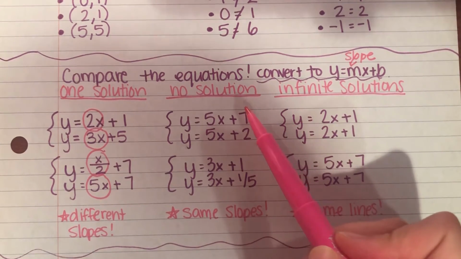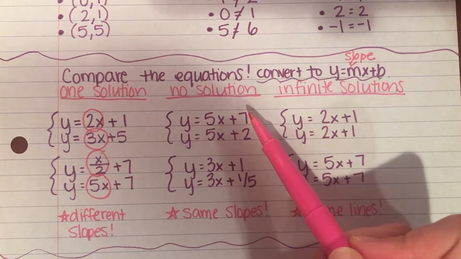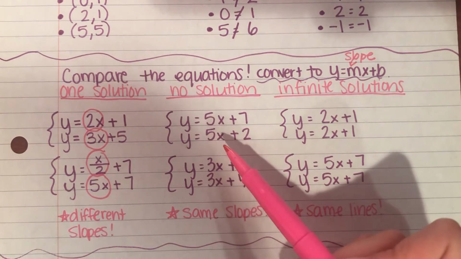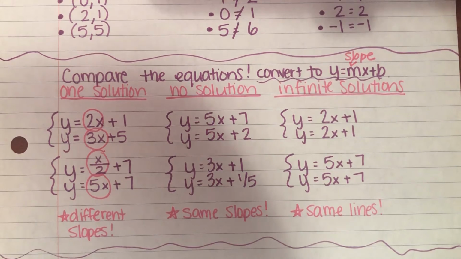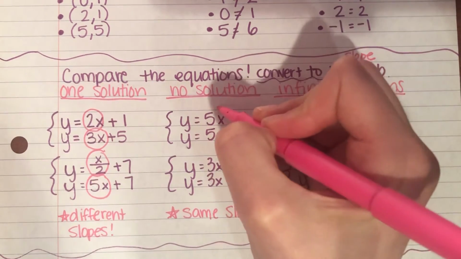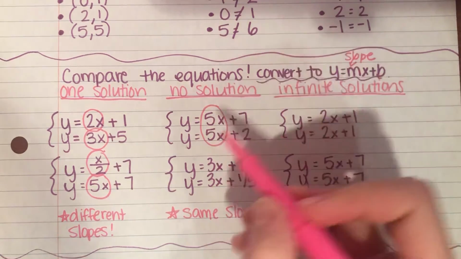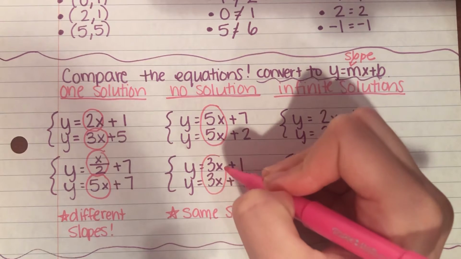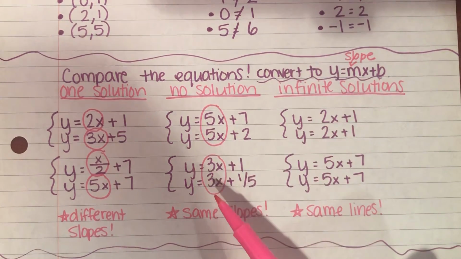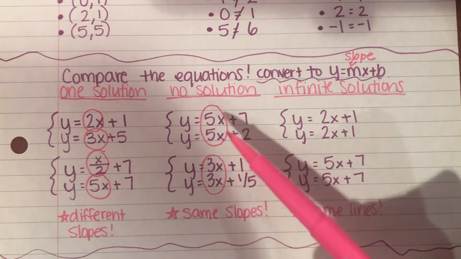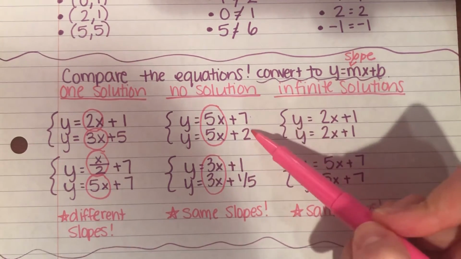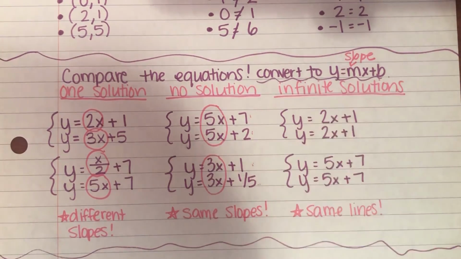We can identify systems of equations with no solution if they have the same slope. If equations have the same slope, that means they are parallel and they will never ever cross. So in our first example, both of the equations have a slope of 5, and in our second example, both of the equations have a slope of 3. Now, in order for them to have no solution and be parallel, they must have the same slope, but they must also have different y-intercepts. So here we have 2 different y-intercepts, and here we have 2 different y-intercepts.